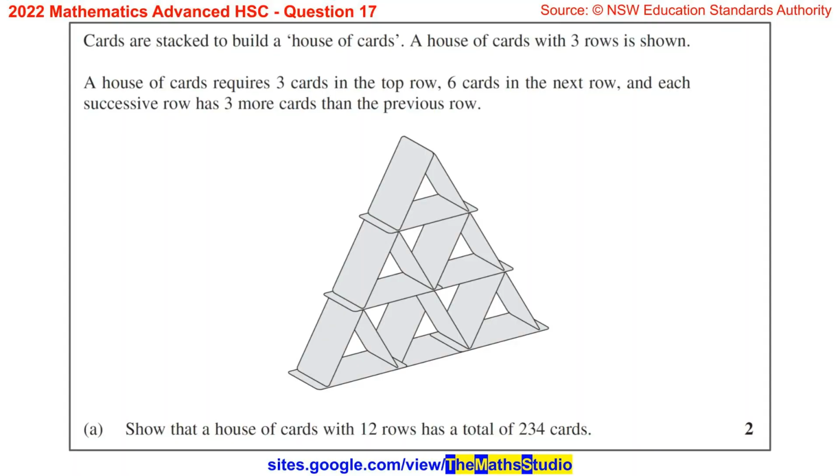Question 17. Cards are stacked to build a house of cards. A house of cards with 3 rows is shown. A house of cards requires 3 cards in the top row, 6 cards in the next row, and each successive row has 3 more cards than the previous row. Part A. Show that a house of cards with 12 rows has a total of 234 cards.